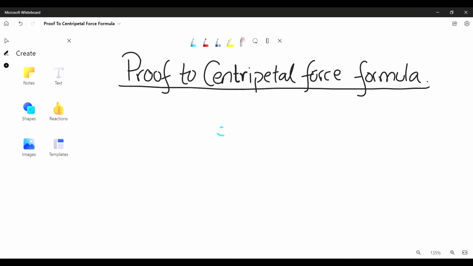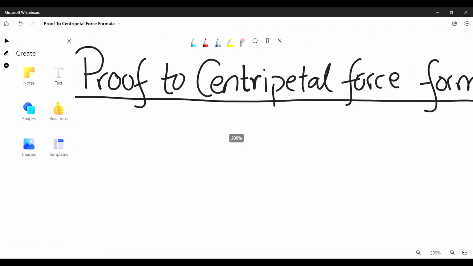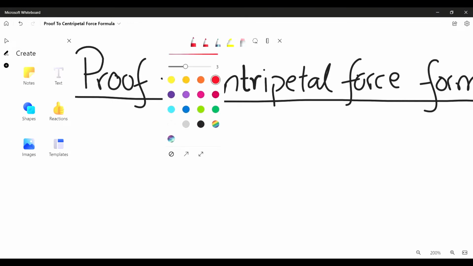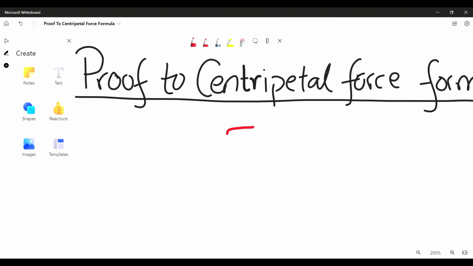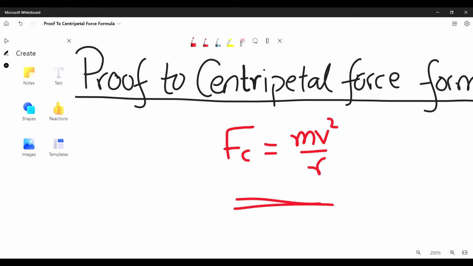Okay, so pick a nice color to write it. We know this is the formula: Fc, and it's a vector, although I'm only looking at the magnitude now, is mv squared over r. And that's what we're trying to prove.